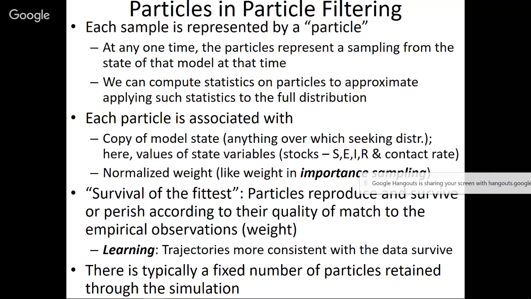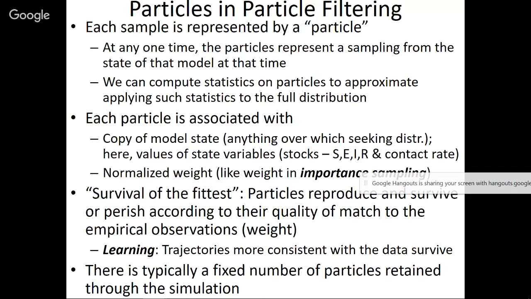So each particle is associated with a hypothesis about the world, a copy of the model state, values for state variables, and it's associated with a weight. And this weight represents the level of representation, or how many particular samples this represents. It represents the level of strength of that hypothesis, as it were. And as I noted, particles reproduce and survive or perish, according to the quality of the match of the empirical observations.